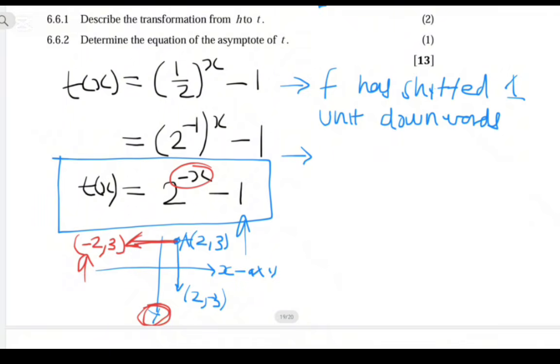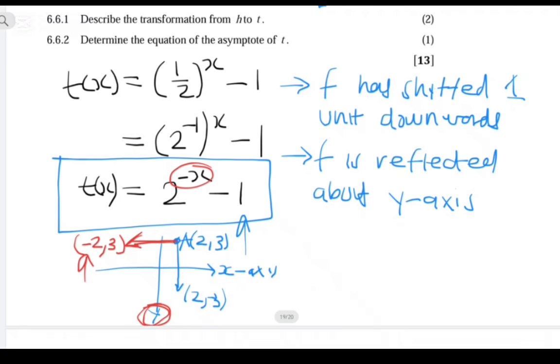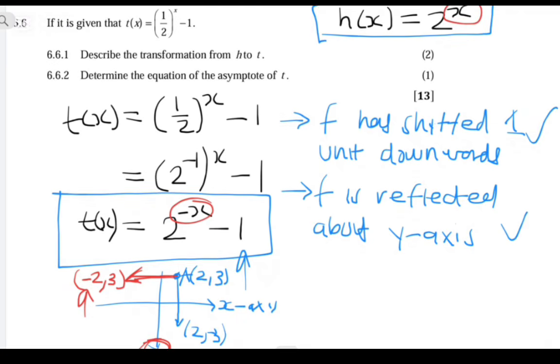So the second transformation that they have made here is that h is reflected about the y-axis. And for this, hopefully you're going to get your full 2 marks. So this is it for question 6.